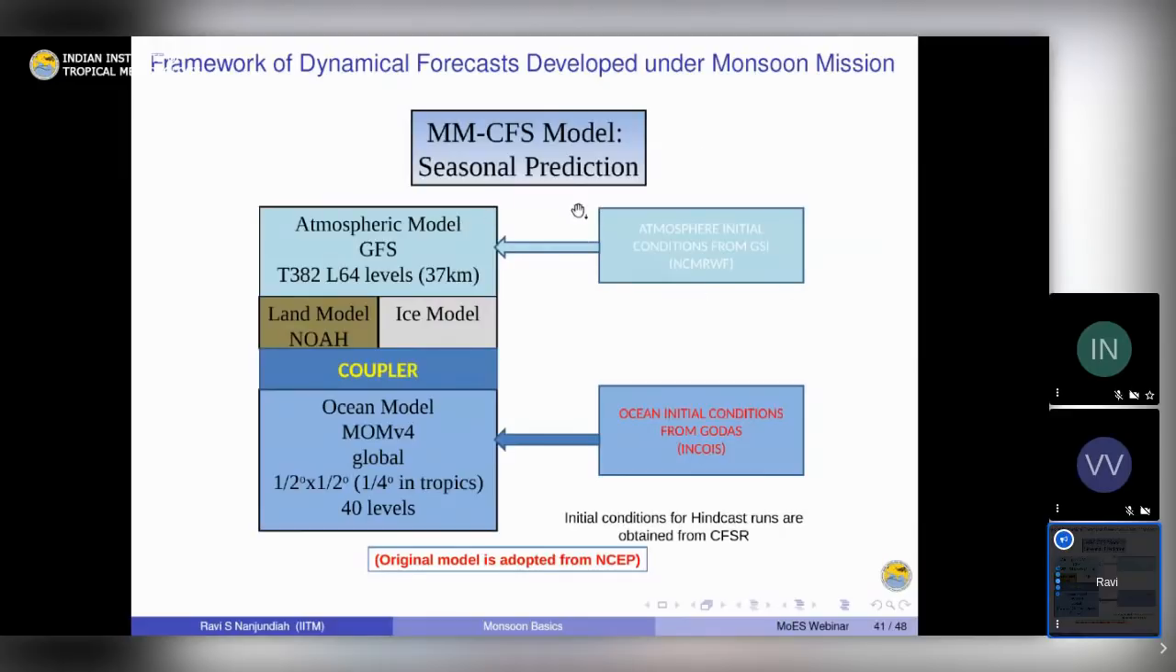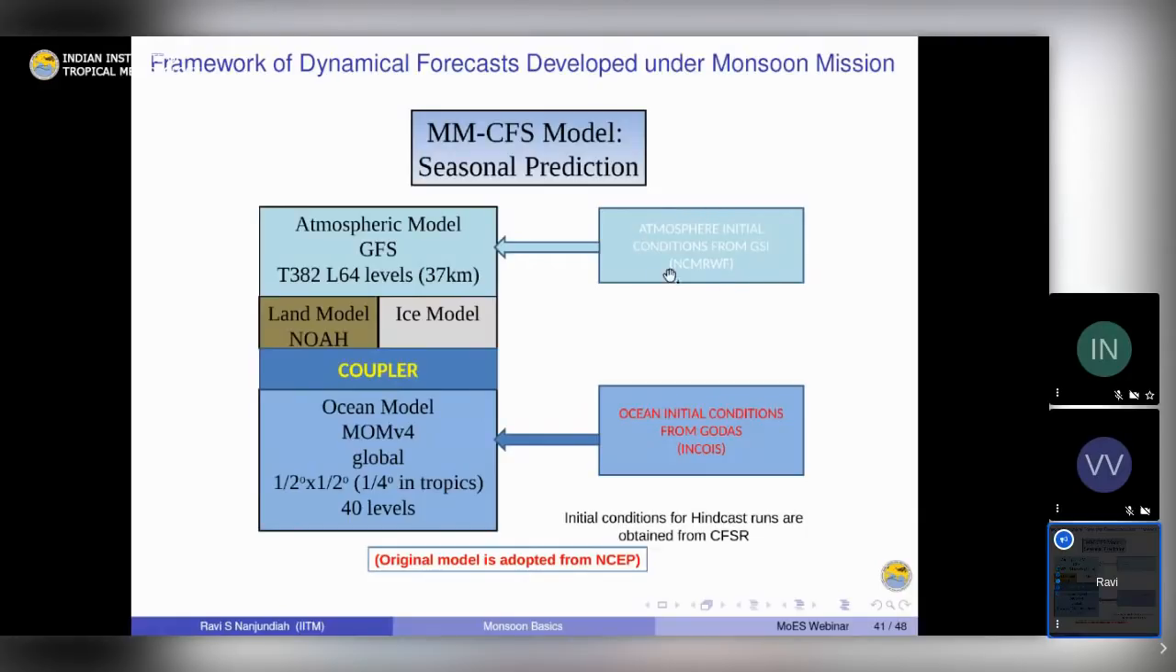The initial conditions, that is how you drive your model, are equally important. The ocean and atmospheric initial conditions are given by our sister organization, the National Centre for Medium Range Weather Forecasting.